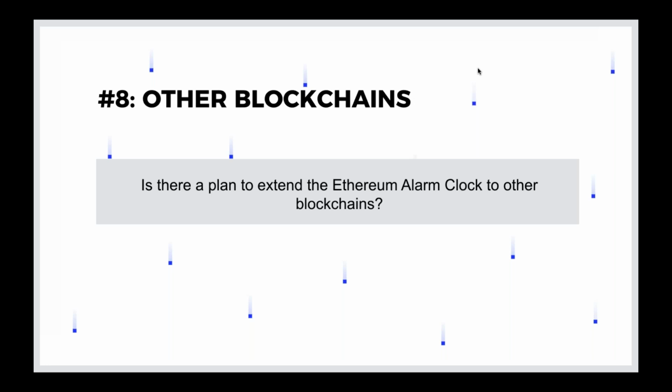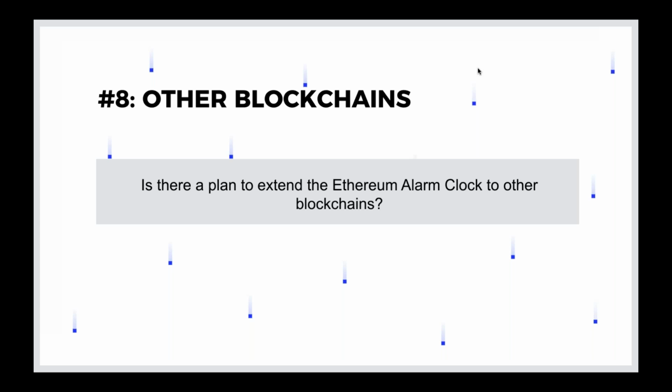Okay, so we have another question. Is there a plan to extend the Ethereum Alarm Clock to other blockchains? As you can see from the name, the Ethereum Alarm Clock currently operates within the Ethereum ecosystem. We are indeed planning on expanding this, and we are looking for ways to make this blockchain interoperable or something to that aspect.